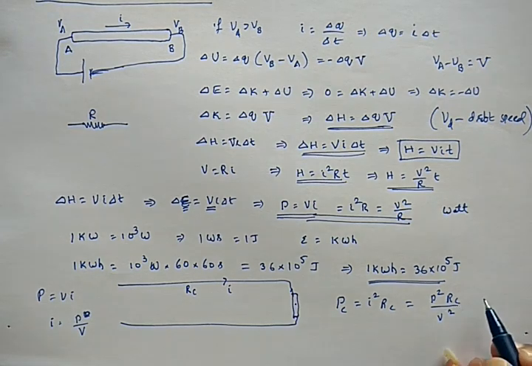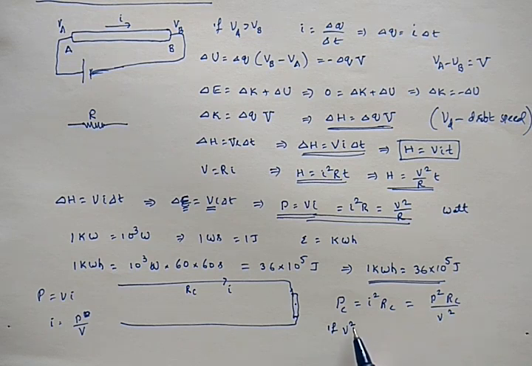Now if V square is very small, or if V is very small, then the loss will be very high. So to minimize it, because you want to deliver power to the device, whenever you are transmitting power from one point to another point, the power losses must be minimum.